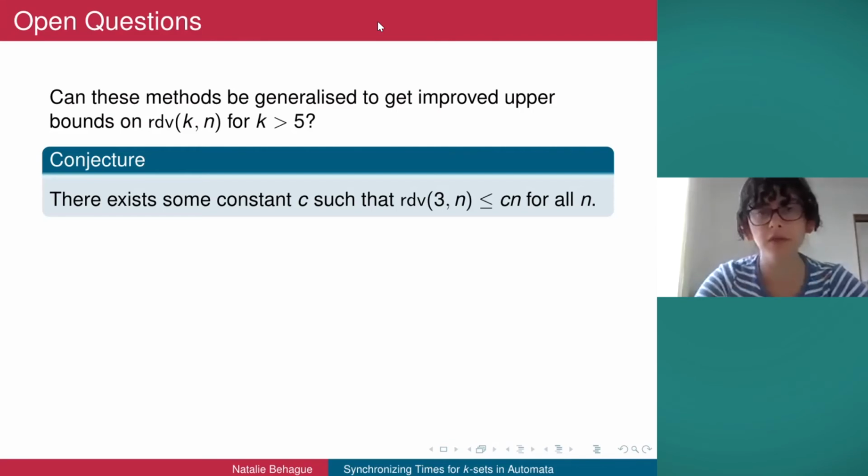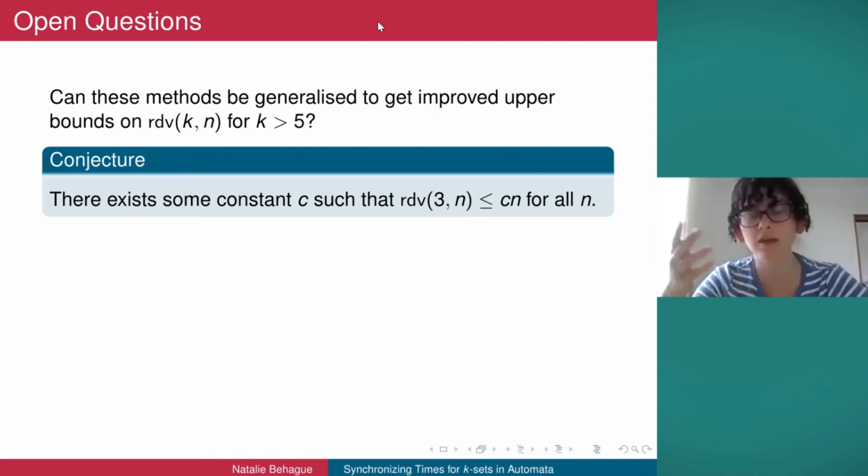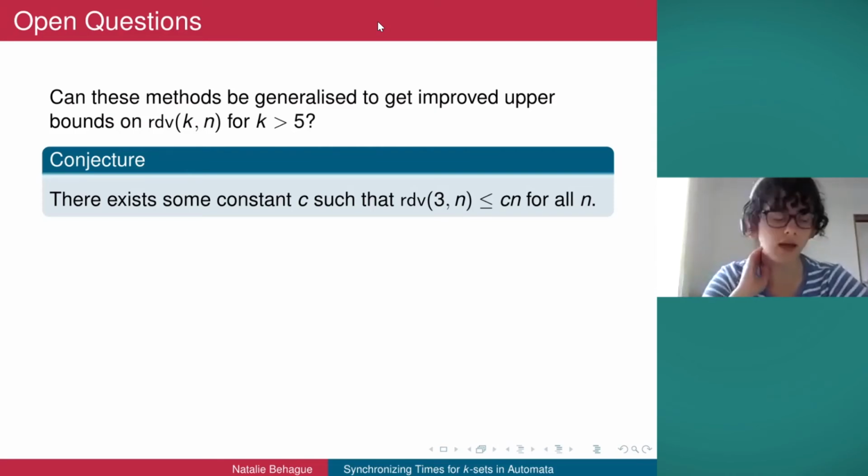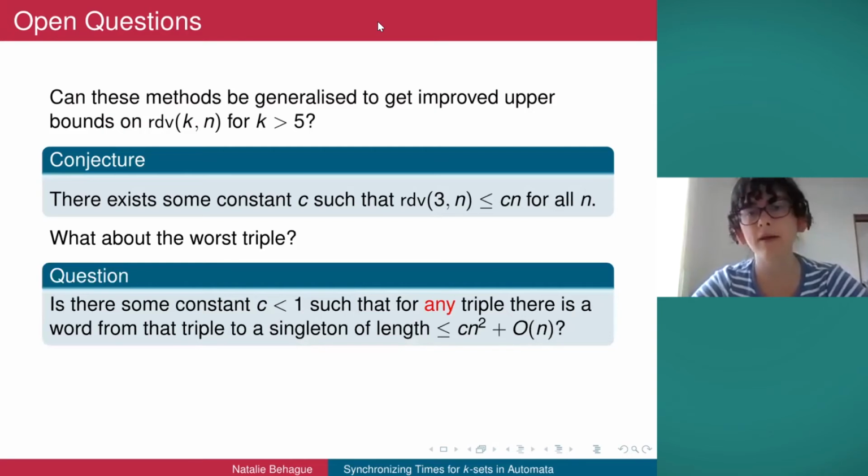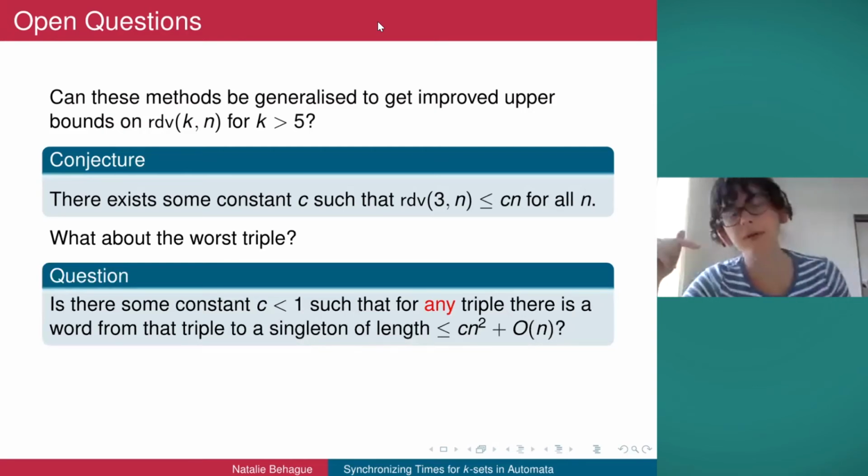So I mentioned before that the best lower bound for getting from a triple to a singleton is n plus 3. So there's no reason to believe that it couldn't be like 2n or something. Okay, so that's all talking about this k-set rendezvous time. It's worth bearing in mind the worst triple. So that's what Frankel-Pin were considering.